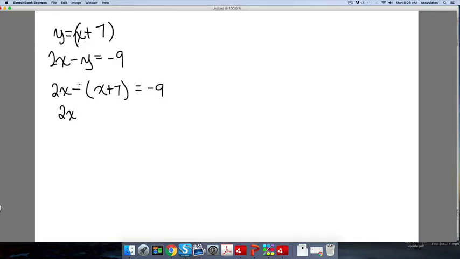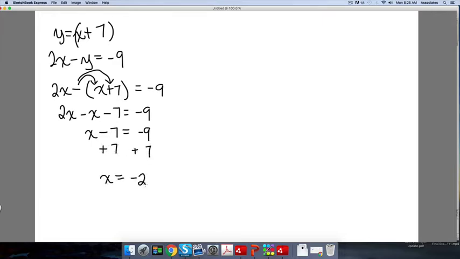2x, now I'm going to distribute the negative. Negative times x is negative x. Negative times 7 is negative 7. Let's add the like terms. 2x minus x is x. Now I've got to get the x all by itself. The opposite or inverse of subtracting 7 is adding 7. So I get x equals negative 2.